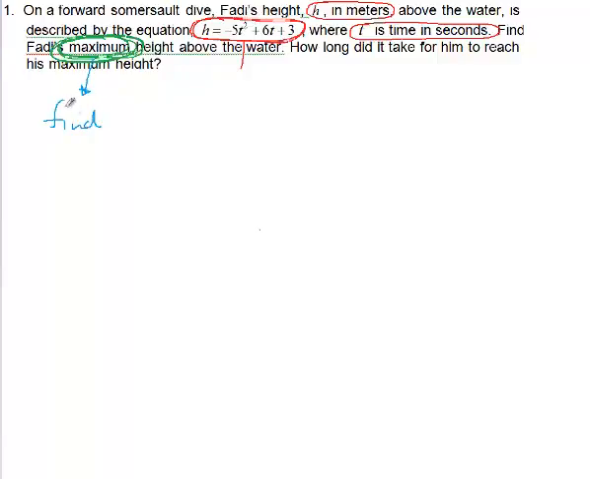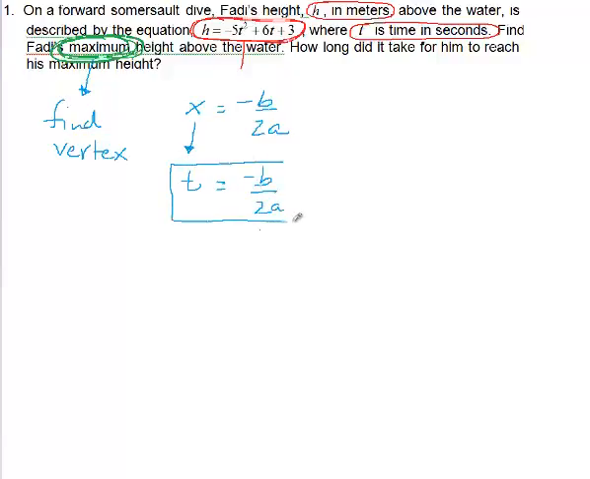Find the vertex. Now, how do we find the vertex from general form? We know that x is minus b over 2a from general form. Well, in this case, of course, it's not x, is it? It's t. Use the variable that they're using. So x is the t variable. So the first thing we're going to do, here's step 1, find the time. Find the x value of the vertex.